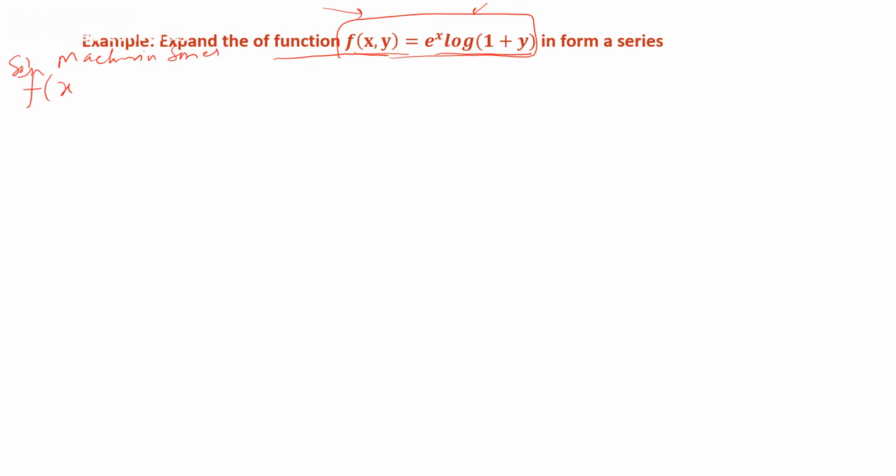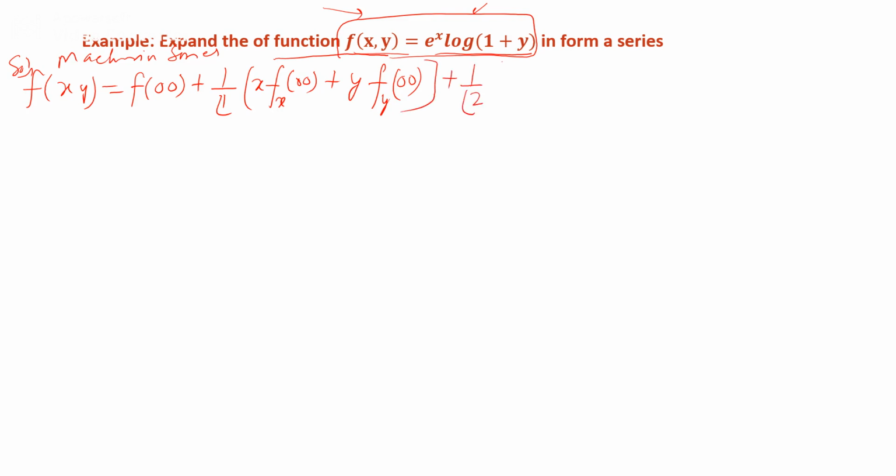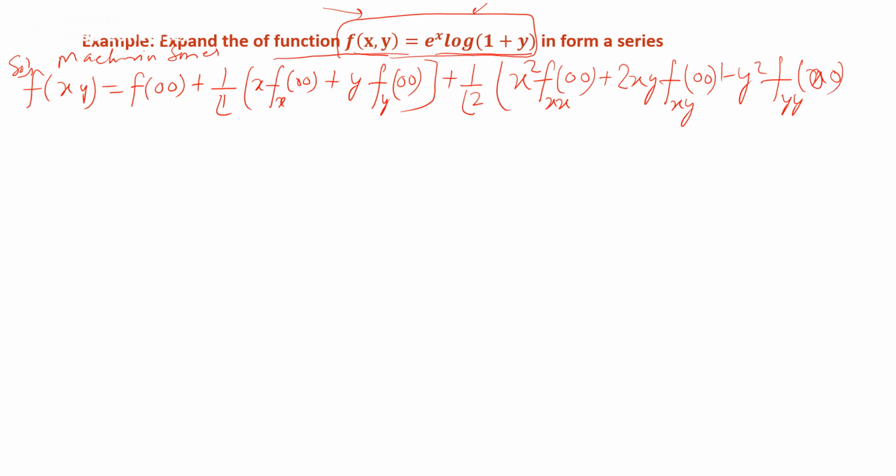So we write f(x, y) is what? f at (0, 0) plus 1 upon factorial 1 [x, the partial derivative of function at origin with respect to x, plus y, the partial derivative of function at origin with respect to y], plus 1 upon factorial 2 and the term x square, the 2 time partial derivative of a function with respect to x at origin, 2xy, the partial derivative of a function with respect to x and y both, plus y square, the 2 time partial derivative of a function with respect to y at (0, 0).